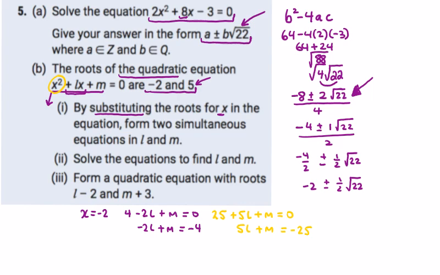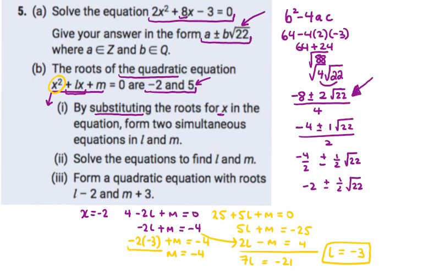And solving these, we can bring this one across and multiply by minus 1 to get 2L minus M is equal to 4, giving 7L equals minus 21. So L will be equal to minus 3. Can we see what M is? Well, sub in here, minus 2 by minus 3 plus M equals minus 4. So M would be minus 4. We'd be bringing across a plus 6. So that would be minus 6. M will be equal to minus 10.